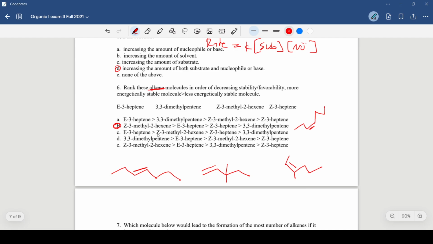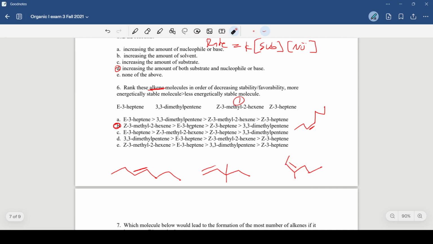Okay, so let's reason through this. There's a third one. This one is the most stable because, first of all, it has 3 groups coming off of the double bond. So the more groups coming off of the double bond, the more stable it's going to be. So this one has 3, this one has 2, this one only has 1, and this one has 2. So first off, it's going to be this one, number 1, because it has more groups coming off the double bond.